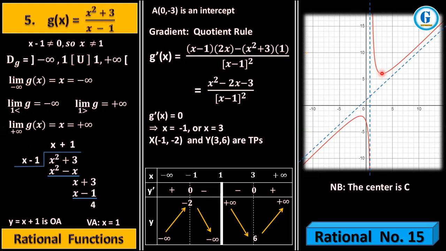Okay, now let us look at curves from variation tables and functions from curves.